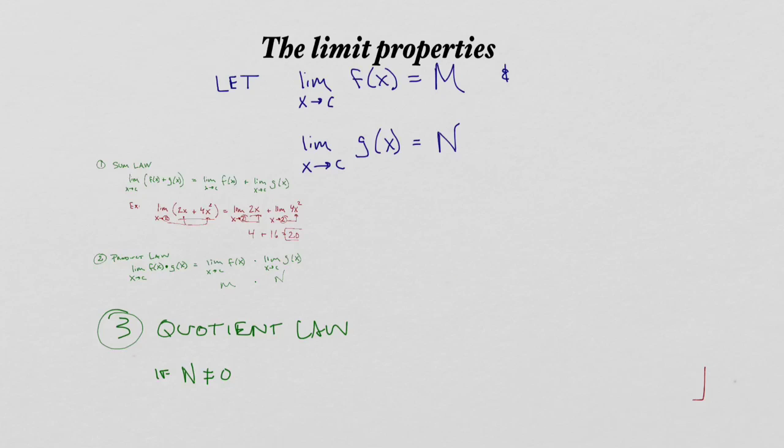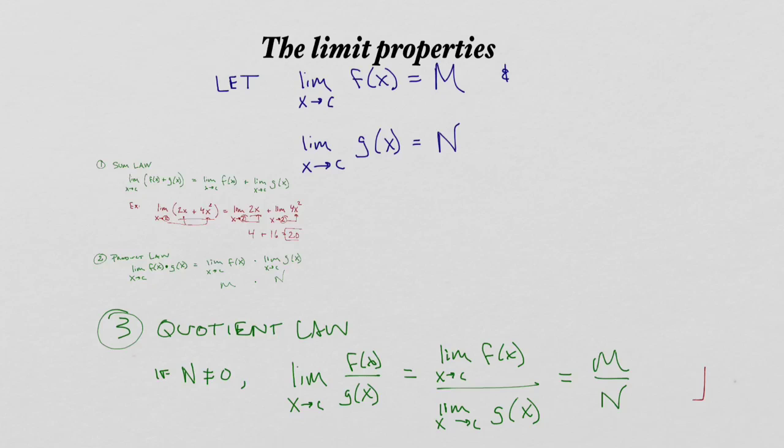The third one is a quotient law. Quotient is a fancy way to say fraction or division problem. And we're going to have to make a condition here because we can't divide by 0. So we're going to just make sure here that n does not equal 0. So we're going to look at g of x. G of x is going to be in the denominator, and it can't be 0 because we can't divide by 0.